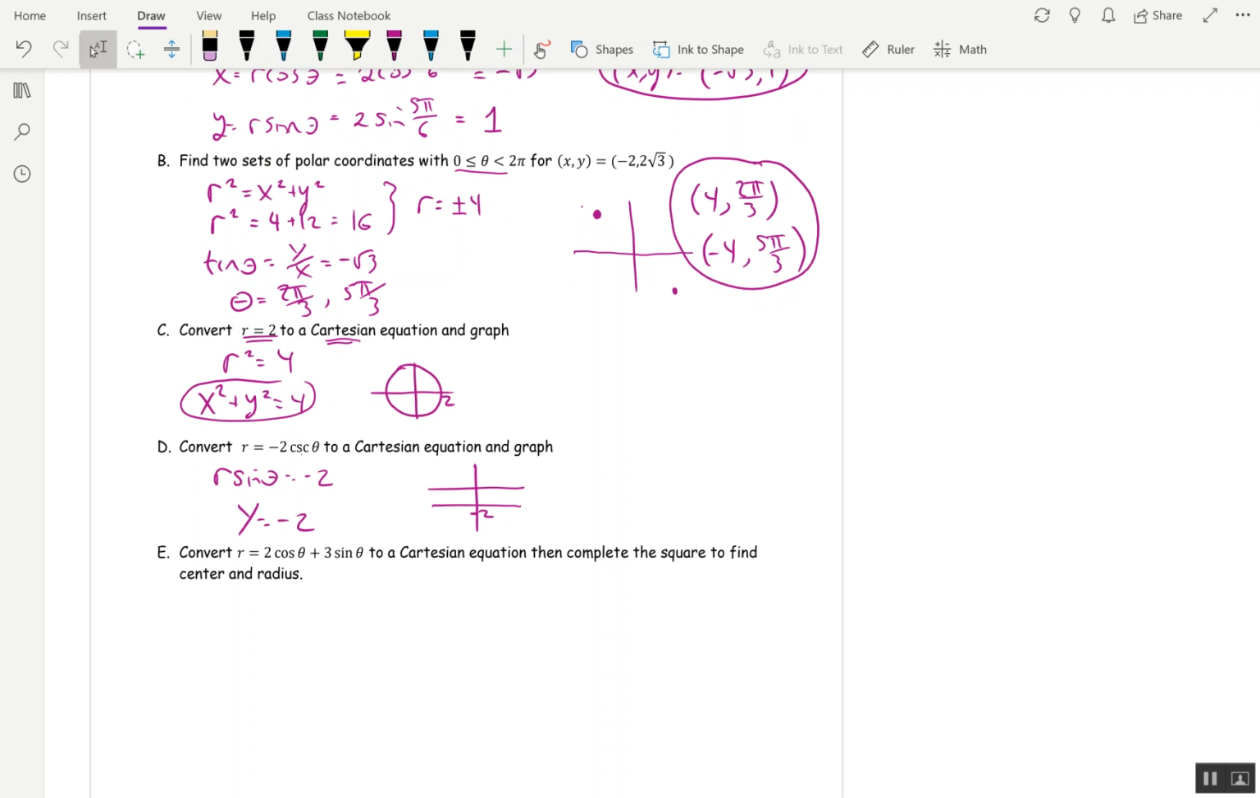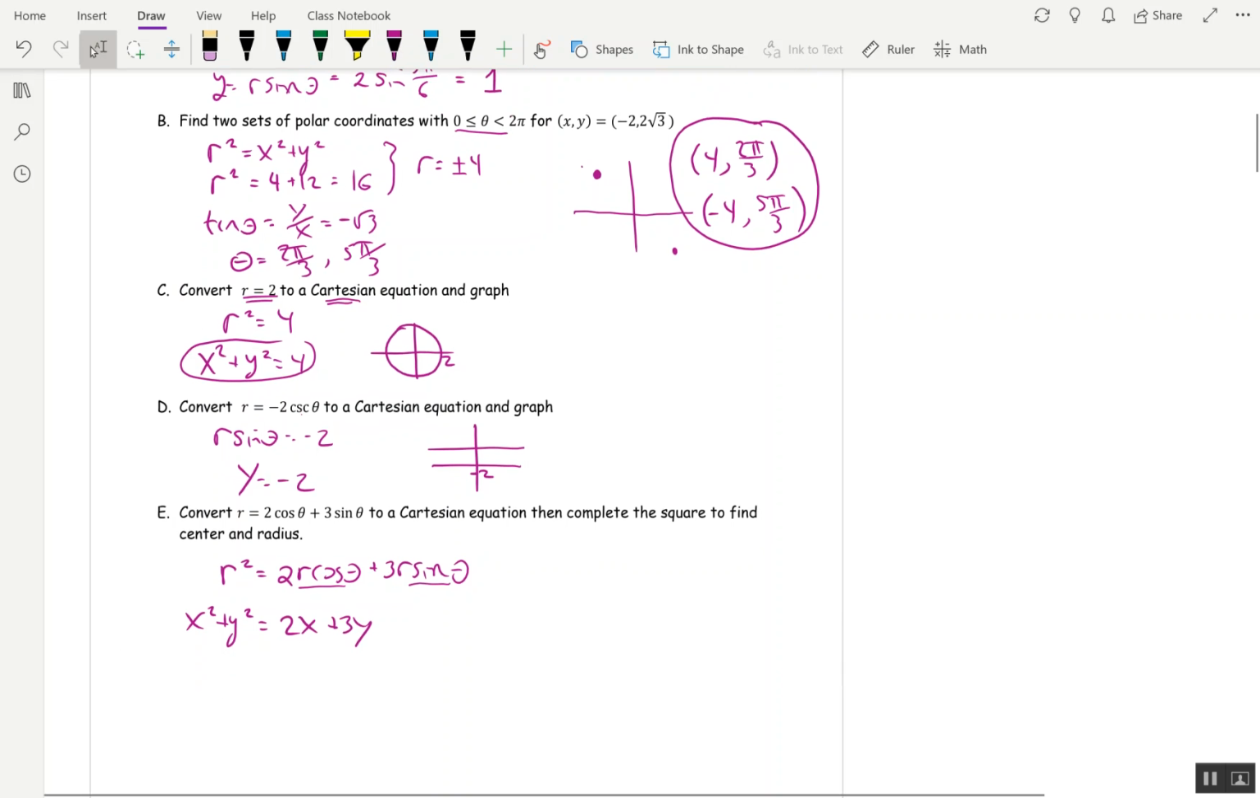Okay, if I square both sides, I'll get a mess on the right-hand side, but if I multiply both sides by r, that'll be perfect, because on the left I'll have r squared, and on the right I'll have 2r cos theta plus 3r sine theta. Now I can replace the r squared with x squared plus y squared. I can replace r cos theta with x and r sine theta with y. 2x plus 3y.